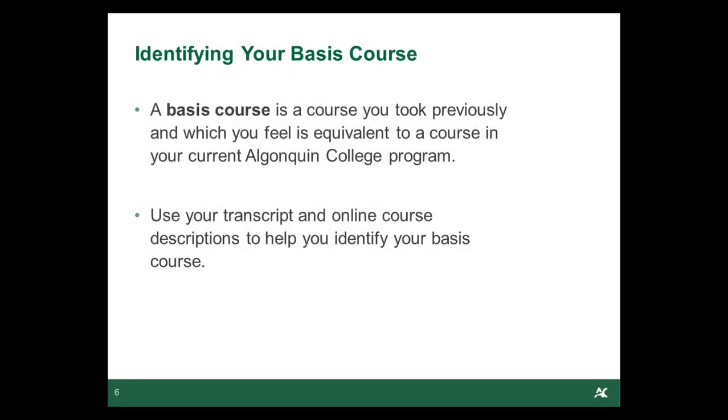The first step of applying for an internal credit transfer is to identify your basis course. A basis course is a course that you previously took at Algonquin College and which you feel is equivalent to another Algonquin College course in your current program of study. You can use your transcript and online course descriptions to identify your basis course and get a rough sense of how it aligns with the course you're seeking an exemption from. Once you've identified your basis course, you're ready to apply for your credit transfer.